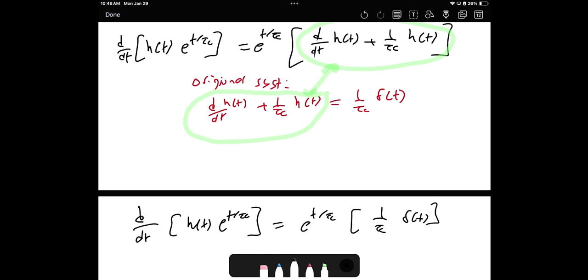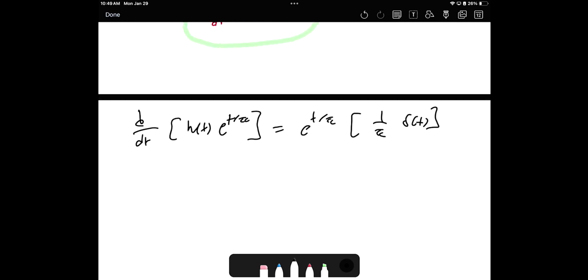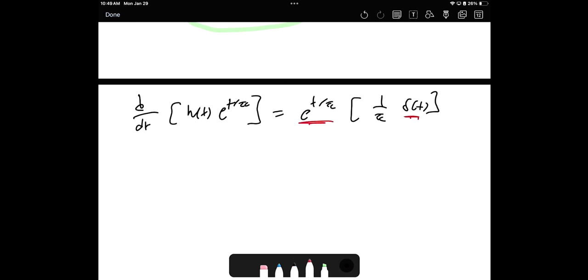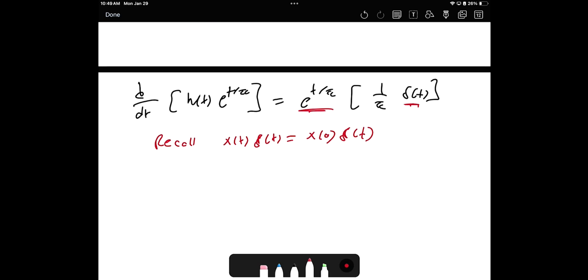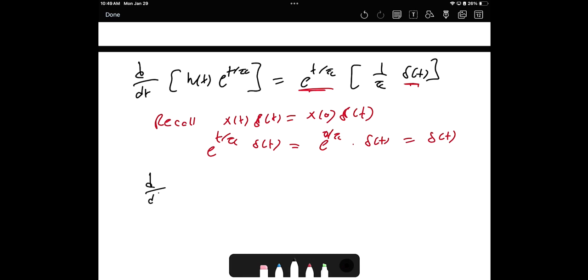Okay, so what? We have delta of t times e power t over tau c. We recall the property x of t times delta of t equals x of 0 times delta of t, one of the properties that we used a lot. So we have e power t over tau c times delta of t, which means e power 0 over tau c times delta of t. And e power 0 means 1, so it will be delta of t. As a result, d over dt h of t e power t over tau c equals 1 over tau c times 1 times delta of t.